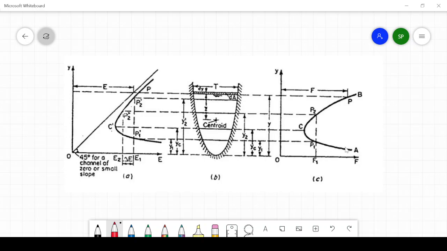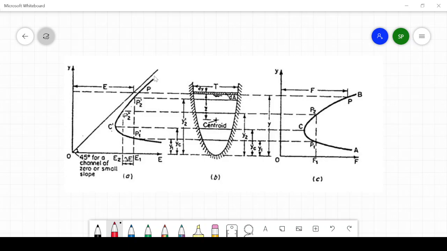Specific force lower limb is asymptotic to what? The F, specific force diagram, that means the x-axis. But in specific energy, your upper limb is asymptotic to E is equal to Y. Clear? These two are the basic differences.